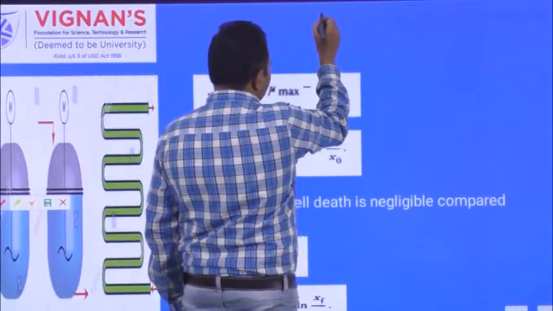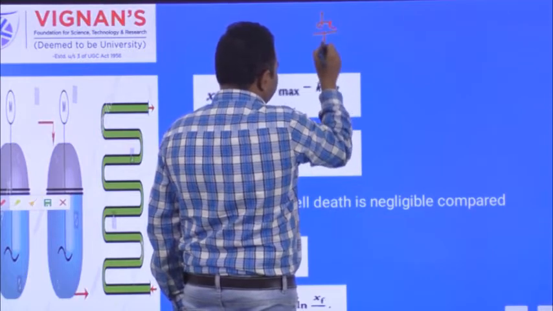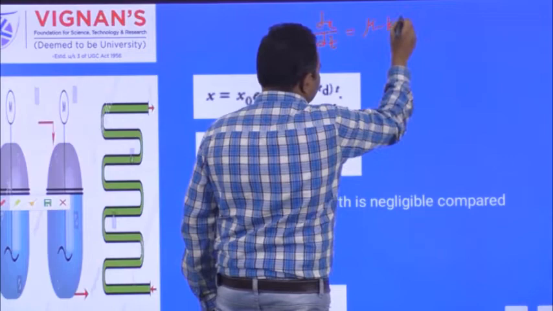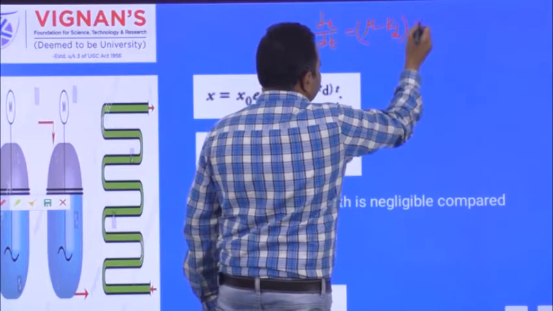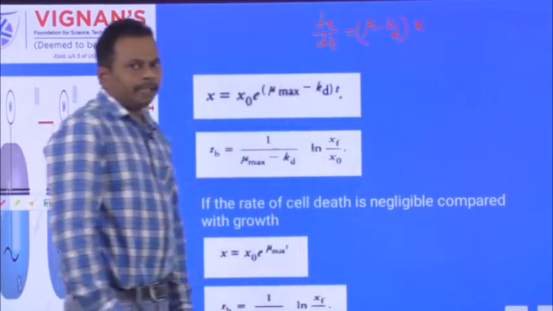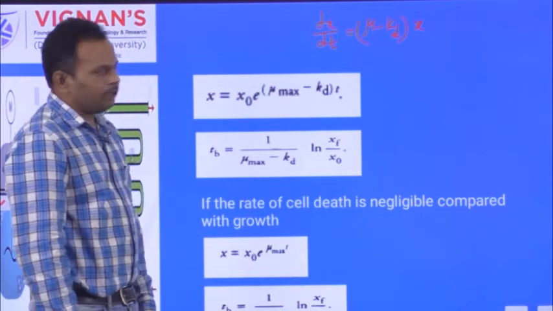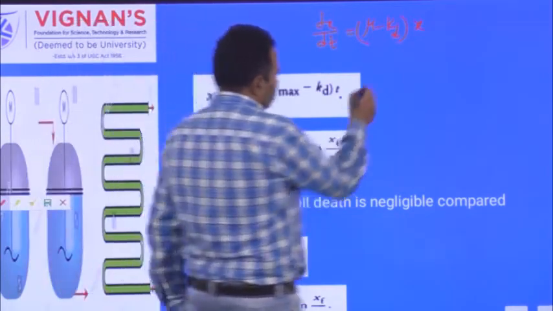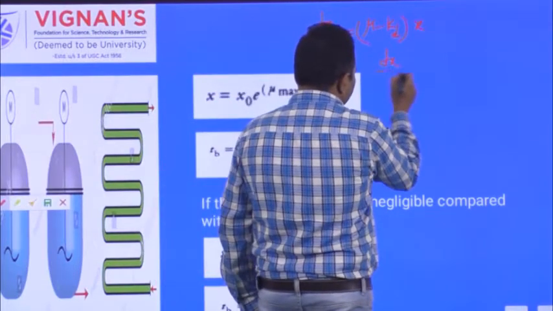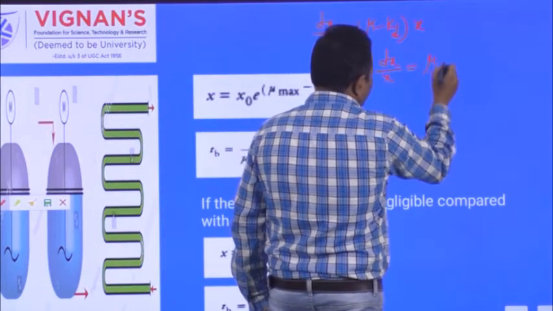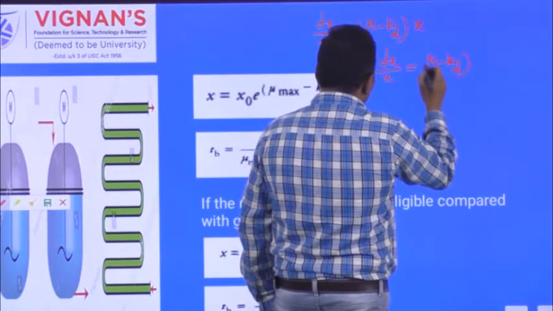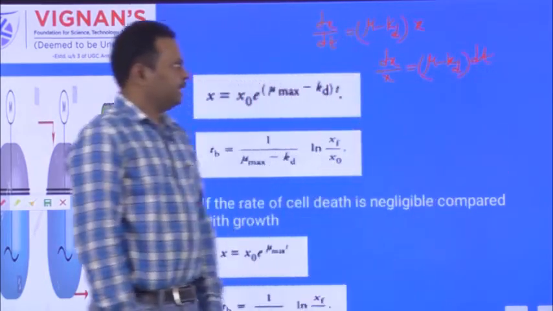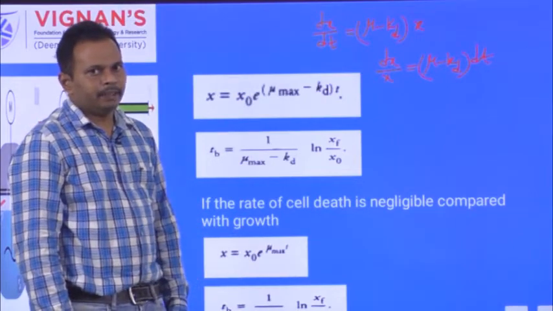The earlier equation we got is dx by dt is equal to mu minus Kd into x. Now apply variable separables. Bring x terms to one side and keep the other terms on the other side. Then this equation becomes dx by x is equal to mu minus Kd into dt.